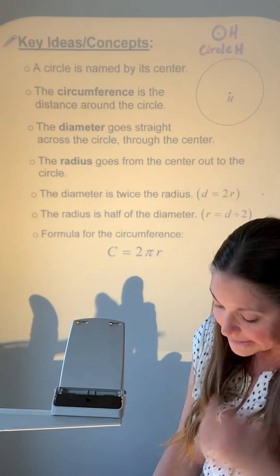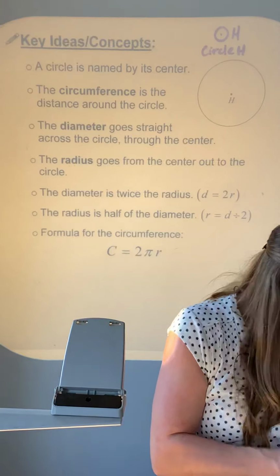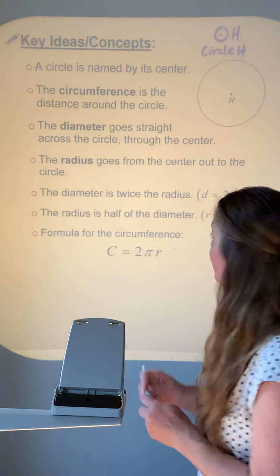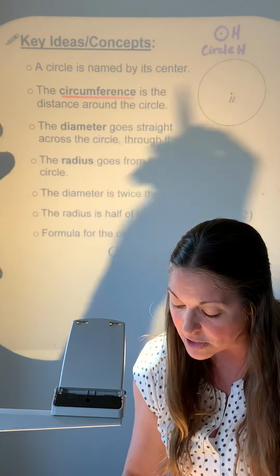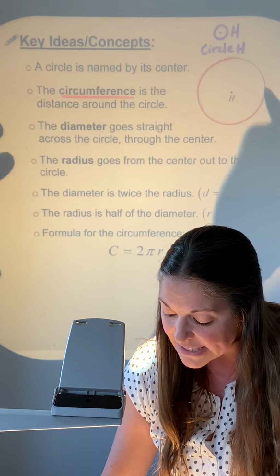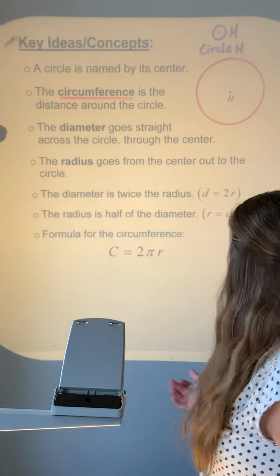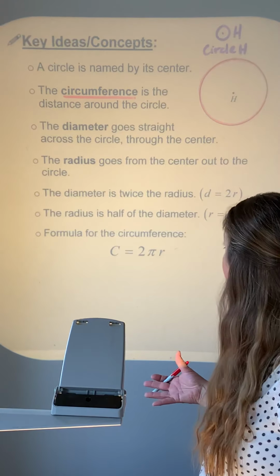First word here, guys, is the circumference. The circumference is the distance around the circle. So just so we're clear, okay? Whenever we're talking about the circumference, we're talking about all the way around. It's sort of like saying the perimeter of the circle, but they have a special word for it, circumference.